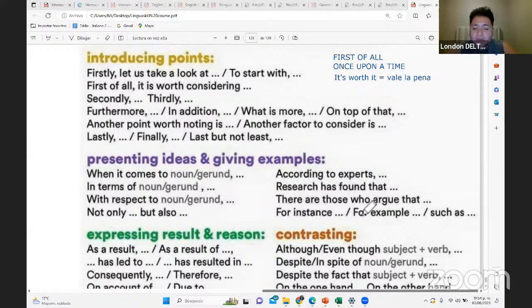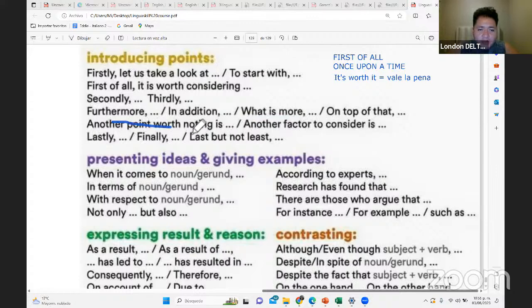So you can use the expressions. For example, I don't like onion. No me gusta la cebolla. What is more, when I smell it, I have nausea. Como lo que es más, cuando lo huelo, me dan náuseas. Okay, so it's like to introduce more points.